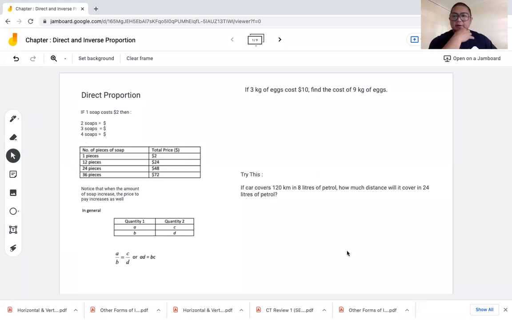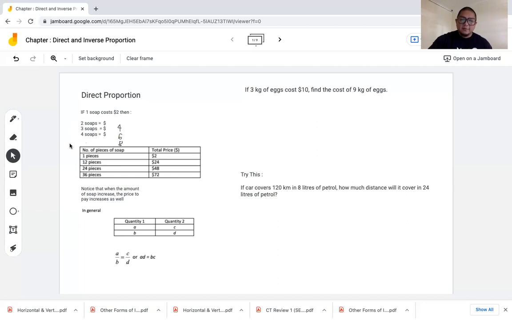Okay, so for us to fully understand what direct proportion is, we're going to have a real life situation example. It says here that if one soap costs $2, then we can say that the price for two soaps will give us $4, and then the price for the three soaps will give us $6, and then the price for the four soaps will give us $8 consecutively.